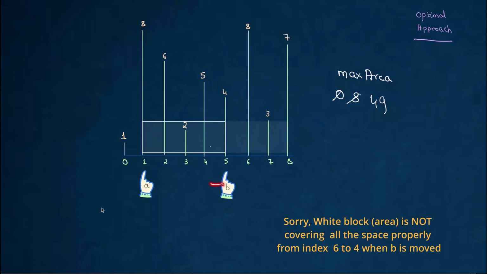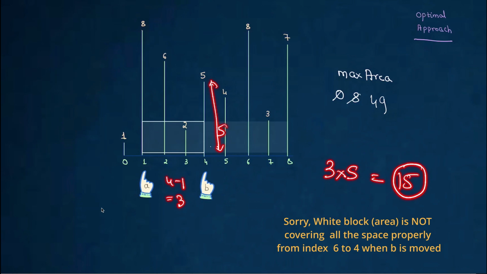Since 4 is less, let's move the B pointer this side now. And the area we are going to get is this one. That is 4 minus 1 is equal to 3. And the smallest one is 5. So 3 into 5 is equal to 15. And 15 is not less than 49. Sorry, 15 is less than 49. So I'll not update 49. I'll keep the max area as it is.